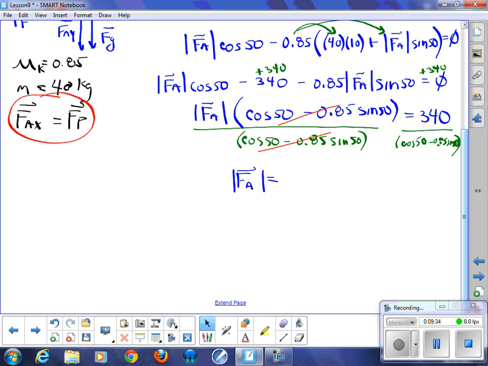So the 340, and we're going to divide that by cos 50 minus 0.85 sine 50. And we get, let me try that again. I double check the calculator, and if you calculate that, that's negative 40,717.15.7 newtons. Right, now I got a negative answer.